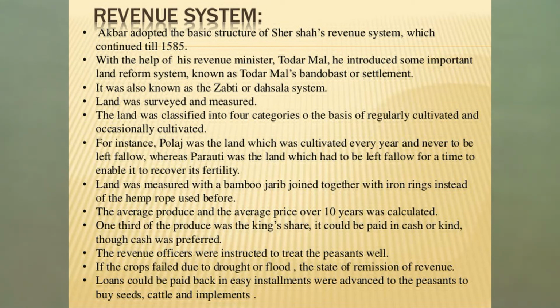Loans were advanced for cultivating Banjar land. In times of famine or drought, assistance was provided in various ways. The revenue collectors were asked to be friendly and not to oppress the people. As a result of these measures, the revenue of the state increased considerably and the country became prosperous with abundance of food.